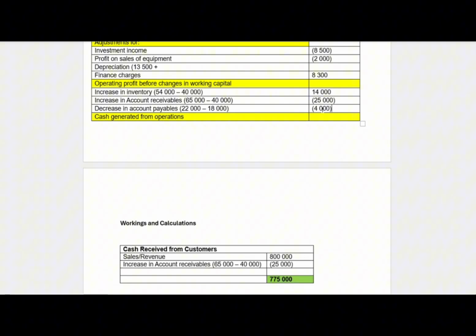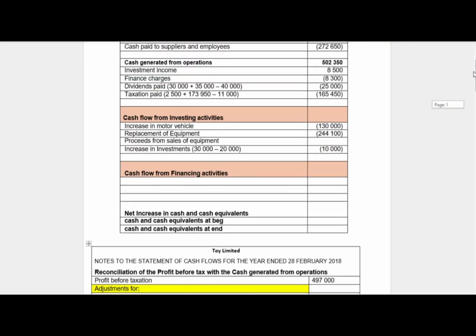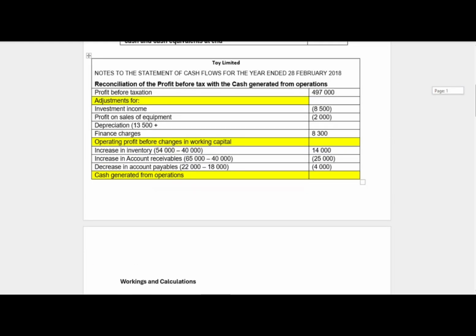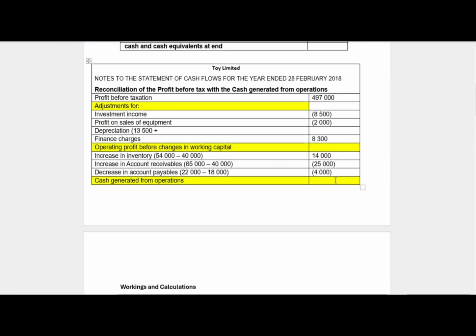And then remember, now we are there, okay? Then cash generated from operations, remember, it must be the same, right? And we are done with this. So cash generated from operations must be the same as the one in the cash flow. So we can just copy and paste that one. Let's go and check how much it is. Cash generated from operations is 502,350. So 502,350 must come here. All right.